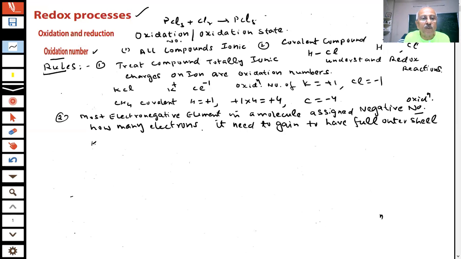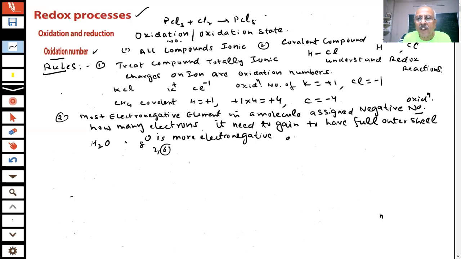For example, supposing I have H2O. In H2O, tell me which is more electronegative, oxygen or hydrogen? In H2O, oxygen is more electronegative. Now, how many electrons does oxygen need to complete its octet? You know the electronic configuration of oxygen. Oxygen's atomic number is 8 and it is 2, 6. It needs 2 electrons. If it gets 2 electrons, it will become 2, 8. So it needs 2 electrons.